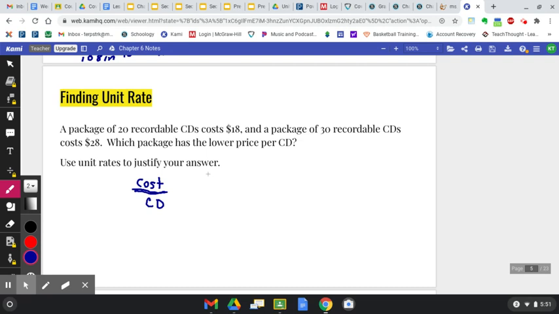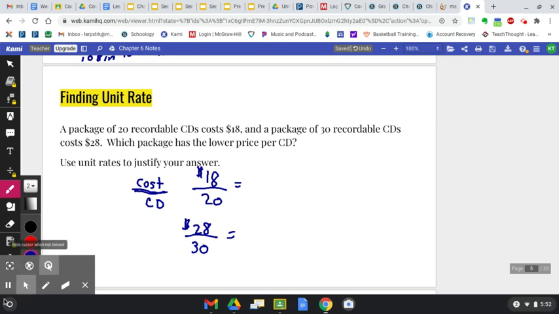So to find the unit rate, I take the cost. So the first one was $18, right? We're doing cost per CD. So it's called a rate. And that was for 20. And the other one was cost of $28 for 30 CDs. And so if I divide that out in my calculator, so take a minute here, pause, and calculate that using your calculator.